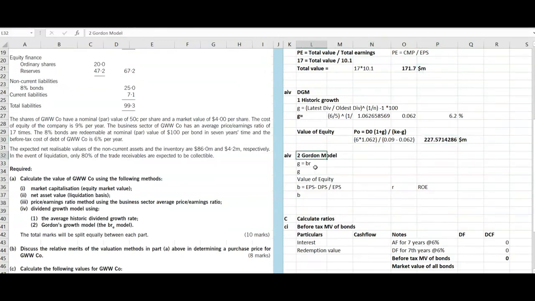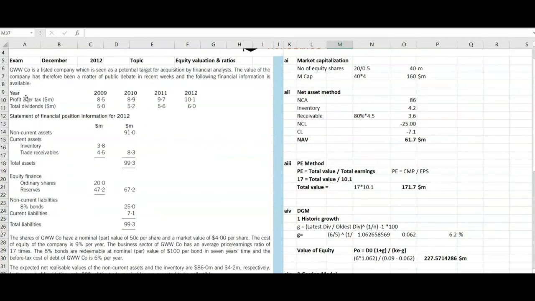The next method is the Gordon method. In the Gordon method, it works like this: G equals B into R, where B refers to the retention rate and R refers to the rate of investment. We have to find out the value of equity. The B formula is EPS minus DPS divided by EPS. So first we will find out B. We have to get the EPS. You can take EPS, or even the whole number is fine. So we can take it like this.